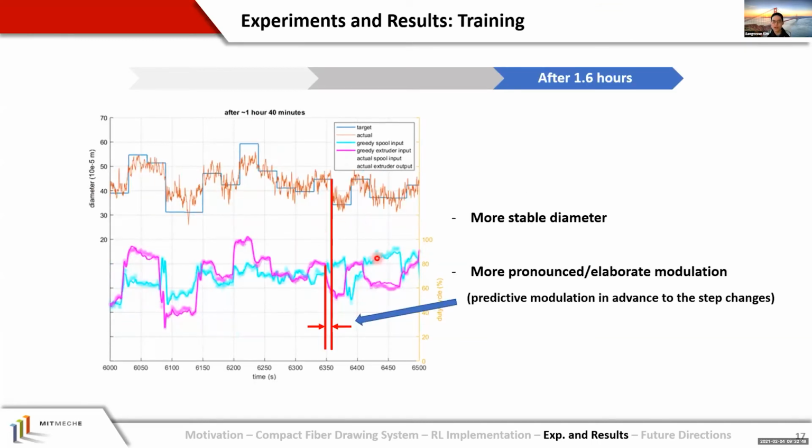This is after 1 hour and 14 minutes of training. The diameter is much more stable, and now the controller does more elaborate modulations to track the reference trajectory. For example, if you look at this part, you see that this pink line is taking steps several seconds ahead of this reference change. You see this slight gap of several seconds between the steps in inputs and steps in outputs, so that it can predictively track the reference.